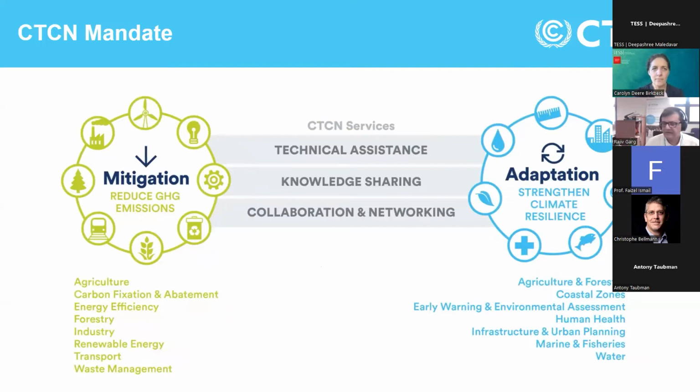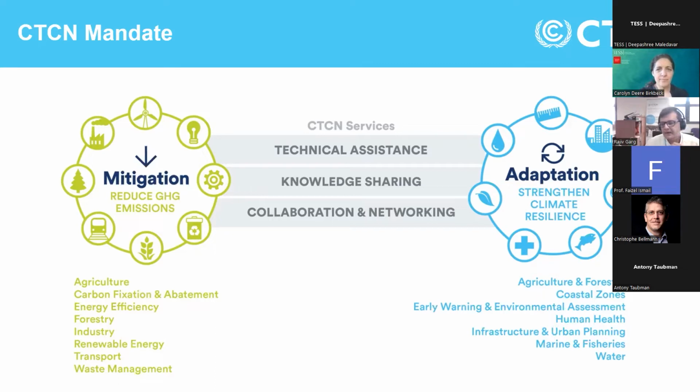These are the 3 service areas of the CTCN. We provide technical assistance, we support countries through collaboration and networking, and we also provide knowledge exchange and knowledge products. All of these are on our website through a knowledge management system. We work both on climate change mitigation and adaptation issues with the objective of reducing GHG emissions and also strengthening climate resilience. These are the various sectors, as you can see on the slide. We work on agriculture, carbon fixation and abatement, energy efficiency, forestry, industry, renewable energy, transport, and waste management under mitigation.